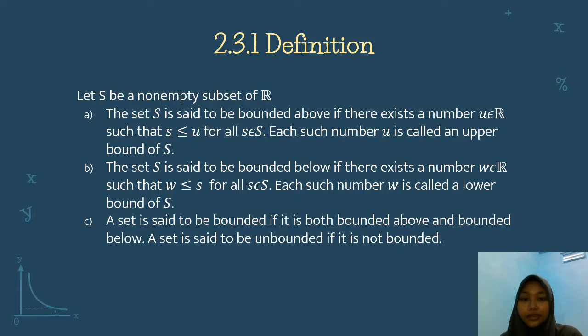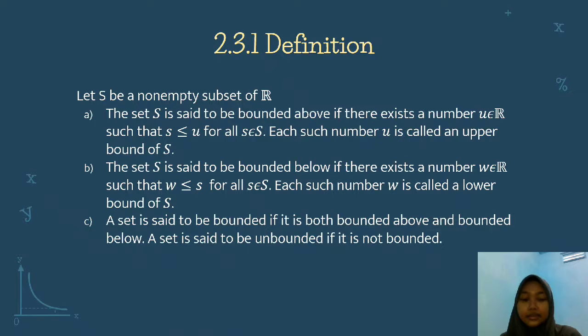Now, we enter the first definition. Definition 2.3.1 states: let S be a non-empty subset of R. A. The set S is said to be bounded above if there exists a number u element of R such that s is less than or equal to u for all s element of S. Each such number u is called an upper bound of S.